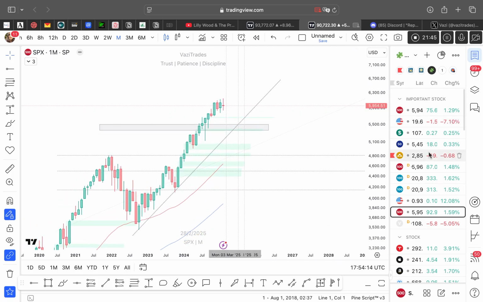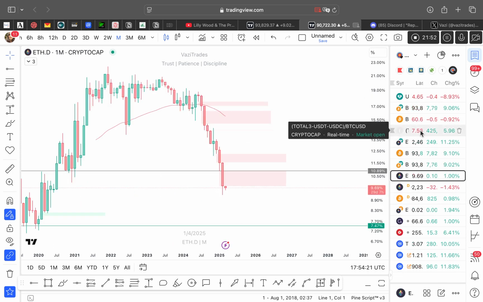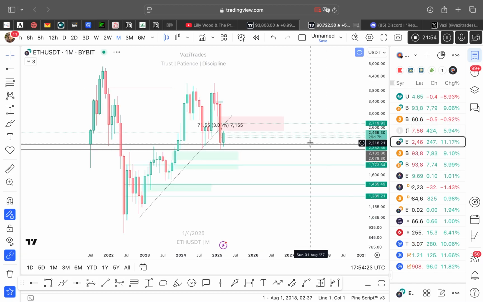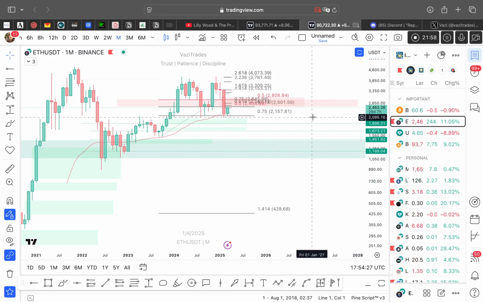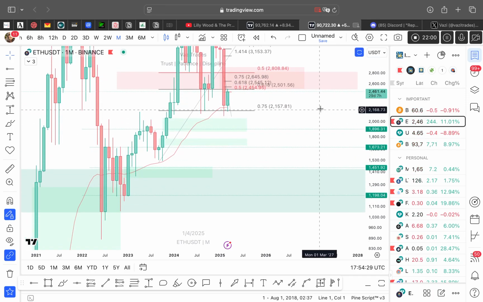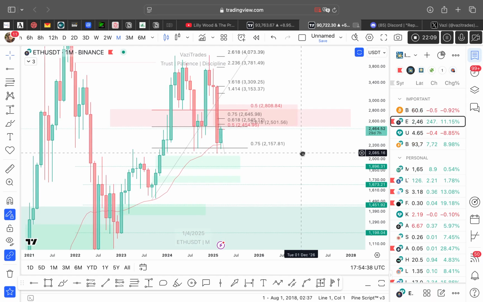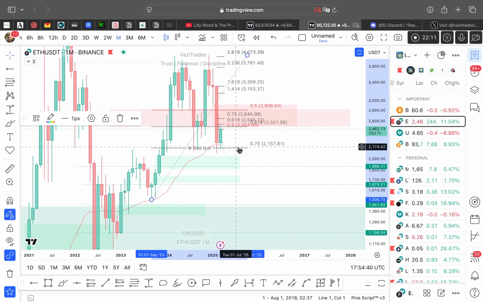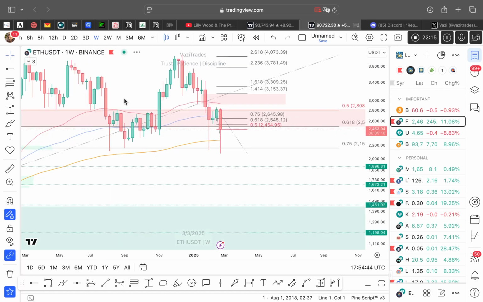So, what else do I want to tell you about? Ethereum, I guess. Not this chart, this chart. Yeah, look at this. It had this pump, nice, beautiful, but it rejected right now from monthly FVG, right? And look, it pumped from 0.75. Let's go to weekly.